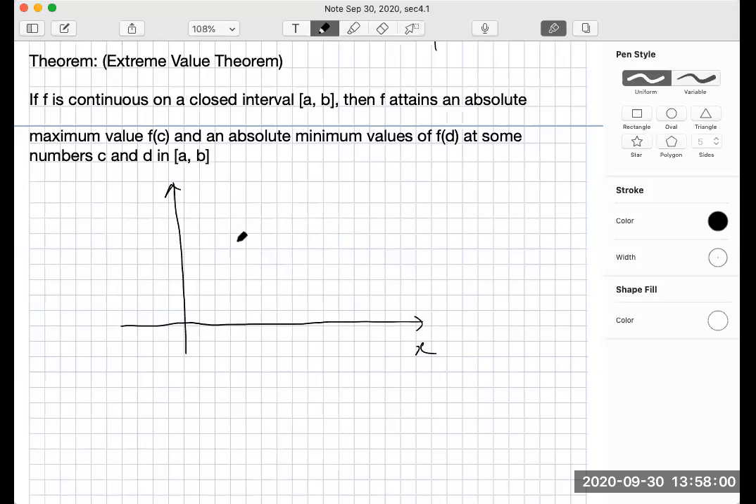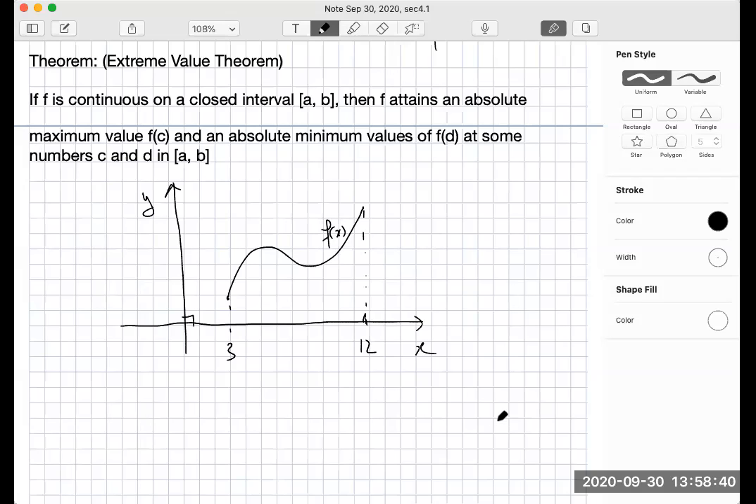So suppose the function f is like this. Now, it is defined on the interval from A to B, and let us call it 3, 6, 9, 12, right here. This function is continuous, right? We can draw it without taking our hand up. We can draw it continuously.